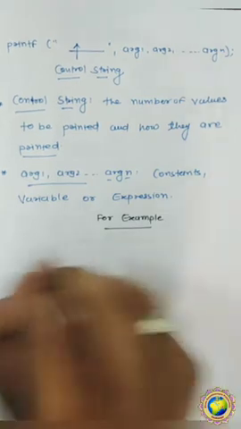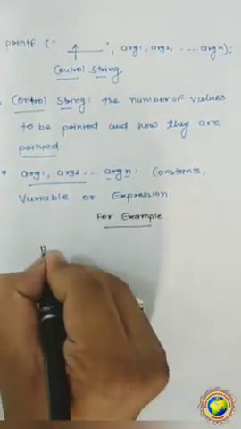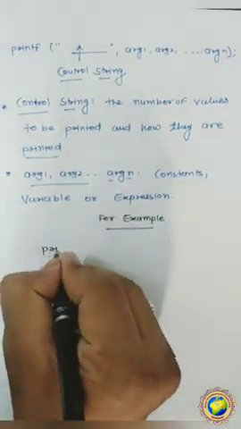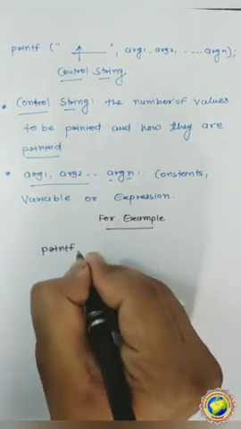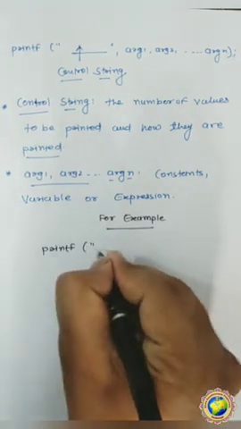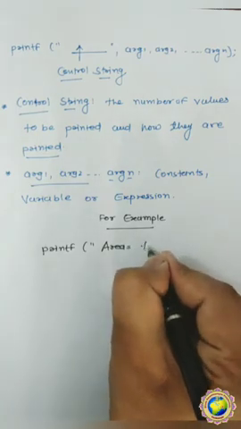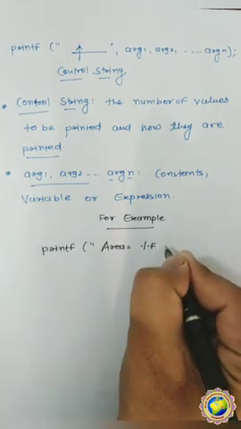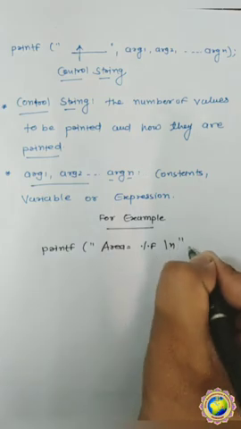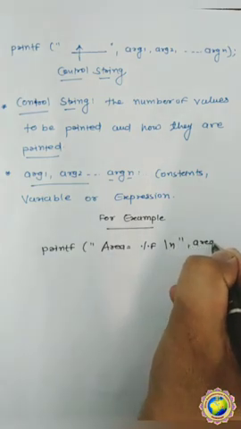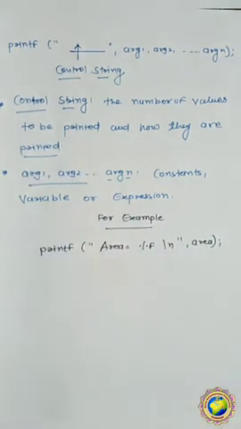For example, we take printf("area is equal to %f\n", area). So let's understand first.